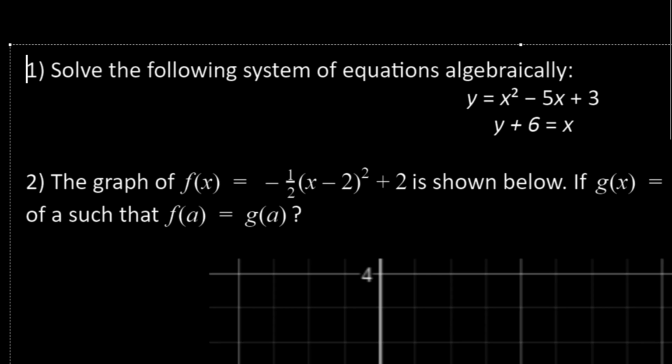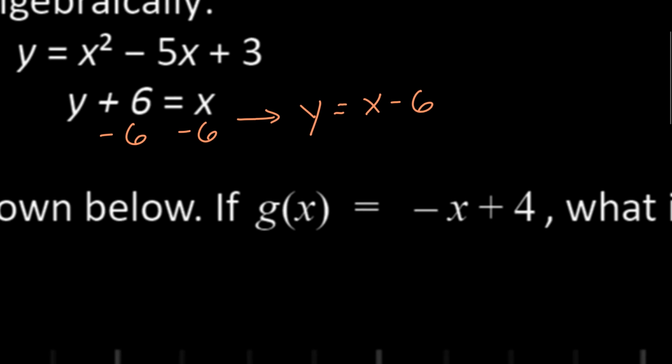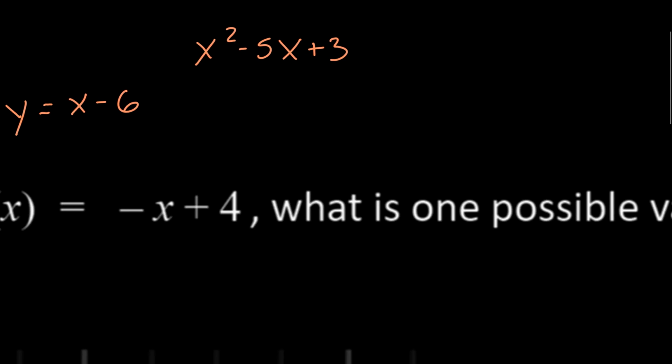Right. We need to make both of these be y equals. So we need to subtract the 6 over. But that does not show up very well. So this turns into y equals x minus 6. Now what? Yes, we set them equal to each other. So x squared minus 5x plus 3 is equal to x minus 6.